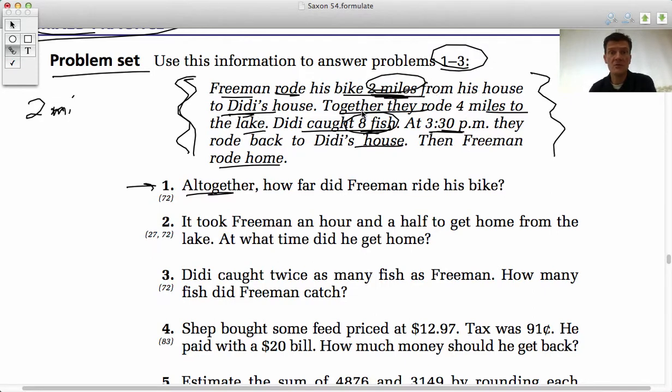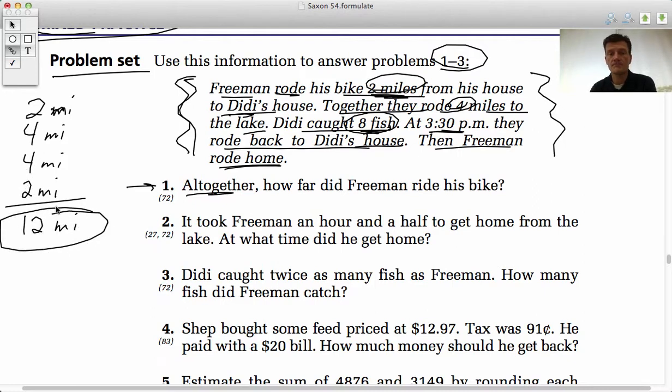Together, now Freeman's still riding, so together they rode another 4 miles. So let's add 4 miles onto that, to the lake. And then it doesn't give you numbers, but it does say they rode back to Dee Dee's house. And then Freeman rode home. So he's going to ride back the 4 miles and back home the 2 miles. So you're going to add all these up. 2 plus 4 plus 4 plus 2 is going to be 12 total miles is what he rode.